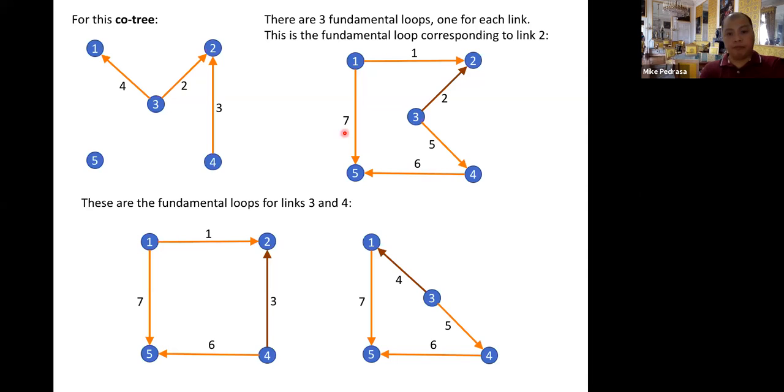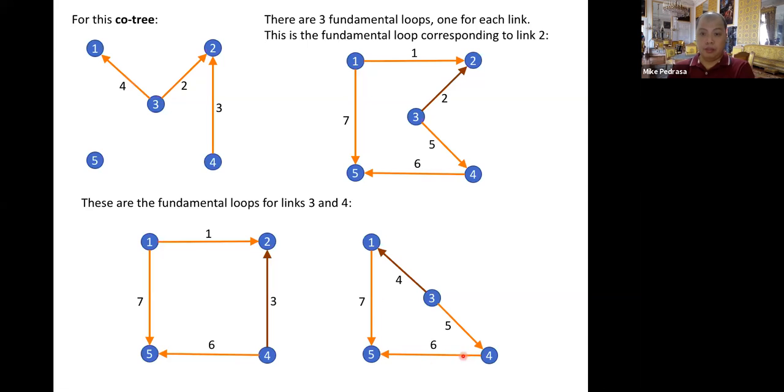Moving on, for link number 3, again, there's only one fundamental loop that you can draw, and this is it. That's the only one. So 3, 1, 7, and 6. Maybe later, after the lecture, you can check, but I'm sure you won't find any other. And for link number 4, this is the only fundamental loop that you can draw.